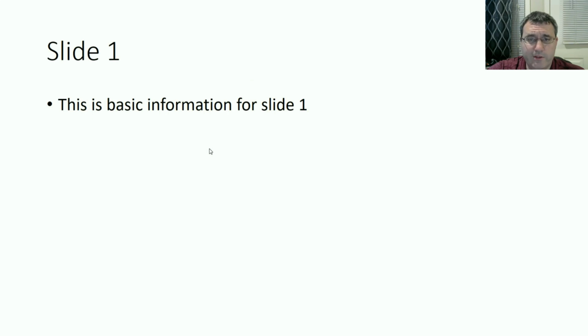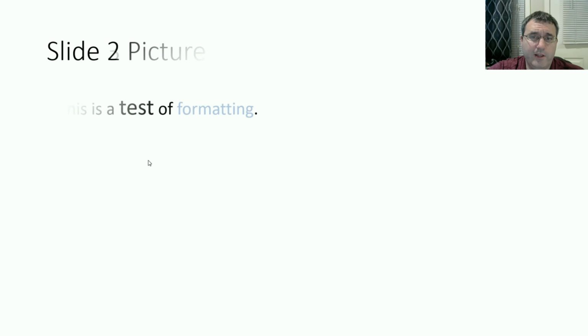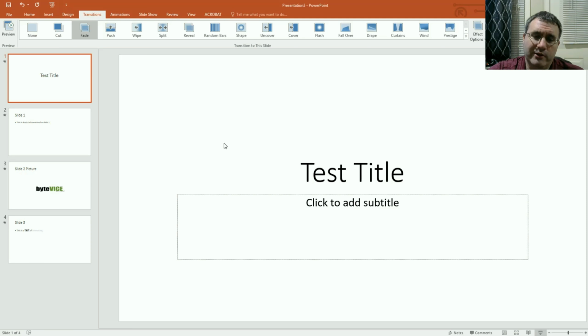It says test title. If I click, you notice it scrolls up there to slide 1. Click again, and it does the bars. Slide 2, picture. Here's my little logo there again. Click again. Slide 3, I did some test formatting, made the font size a little larger. If I click one more time, there's no more slides. It goes to black screen. That's the final screen. I'm going to click one more time, and it exited.